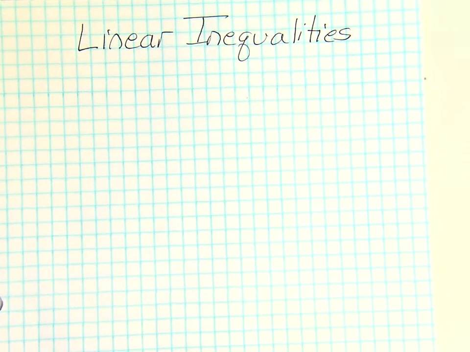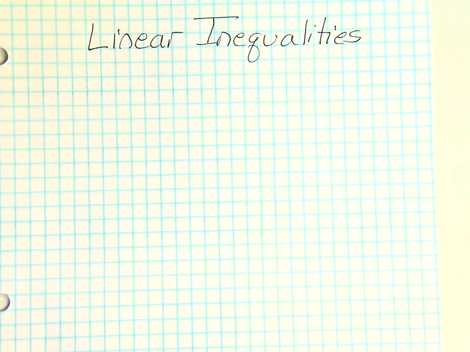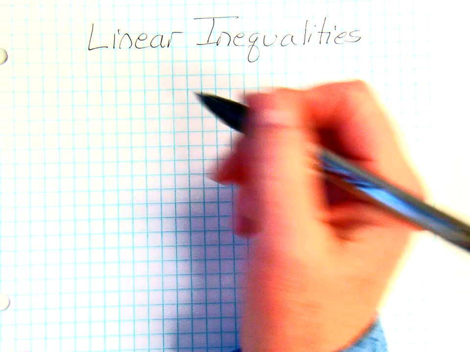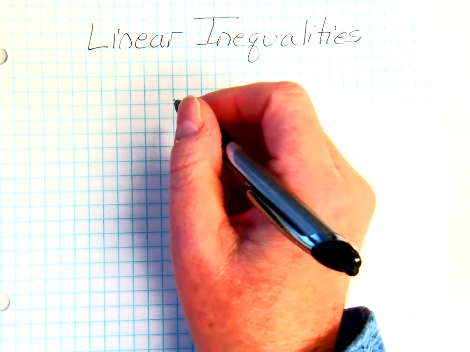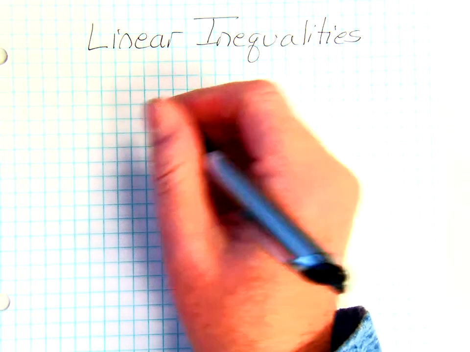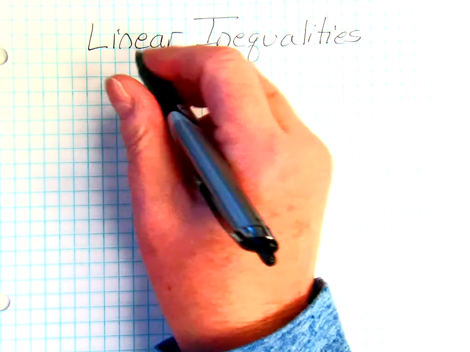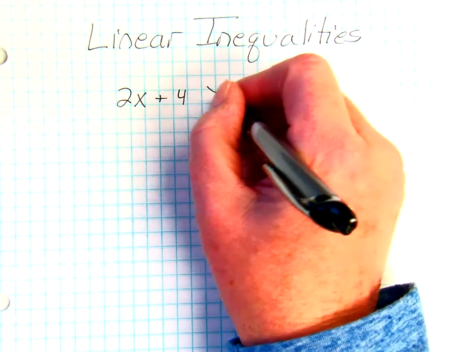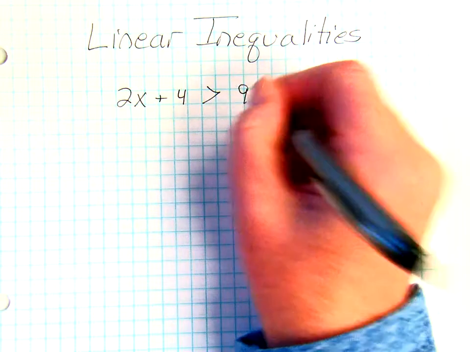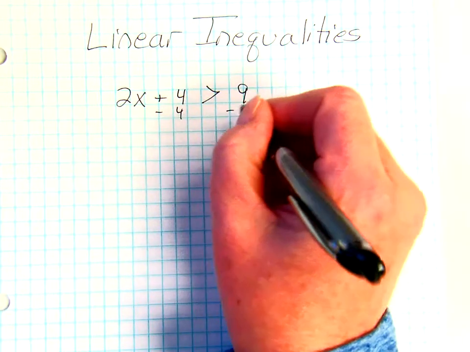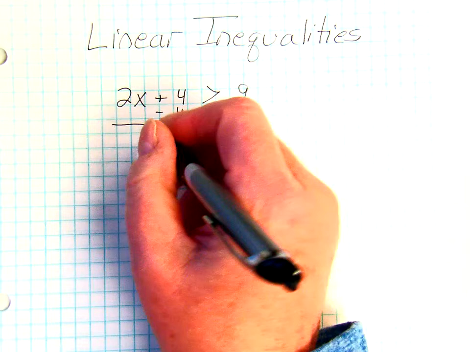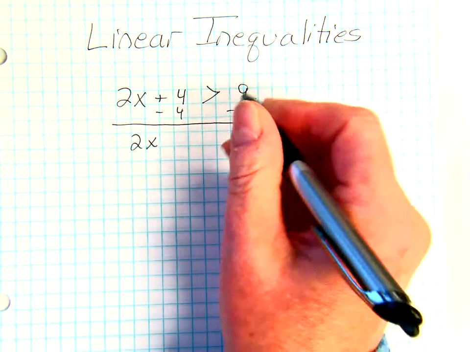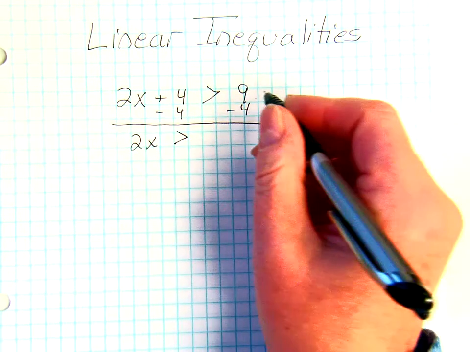Okay, so today we're going to talk about linear inequalities. Let's first review regular inequalities. Let's say, I'm going to make a bad inequality here, hopefully it'll work: 2x plus 4 is greater than 9. We would subtract 4 from both sides. That would leave us 2x is greater than 5.